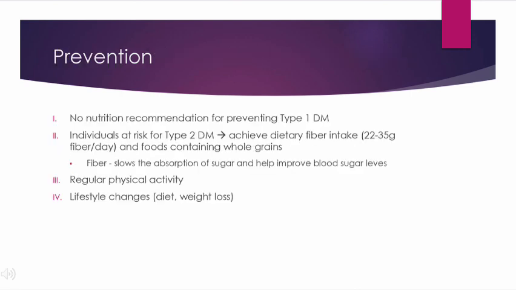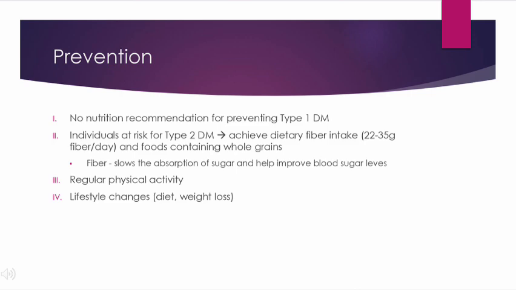For type 1 diabetes, there are currently no specific nutrition recommendations for prevention. However, for type 2 diabetes, prevention is very possible. One key recommendation is increasing dietary fiber intake. The suggested intake is about 22 to 35 grams per day. Fiber helps slow down the absorption of sugar, which improves blood glucose control. Sources of fiber include whole grains, vegetables, fruits, and legumes.